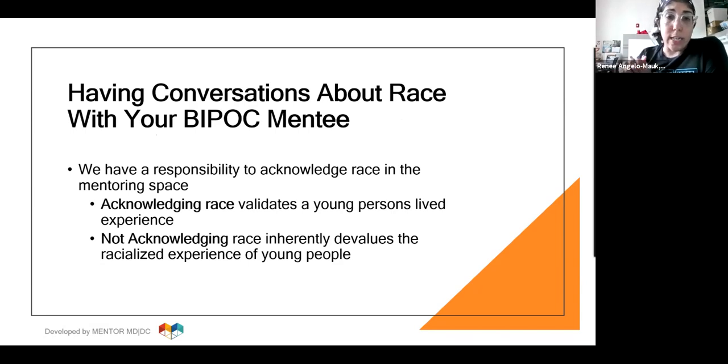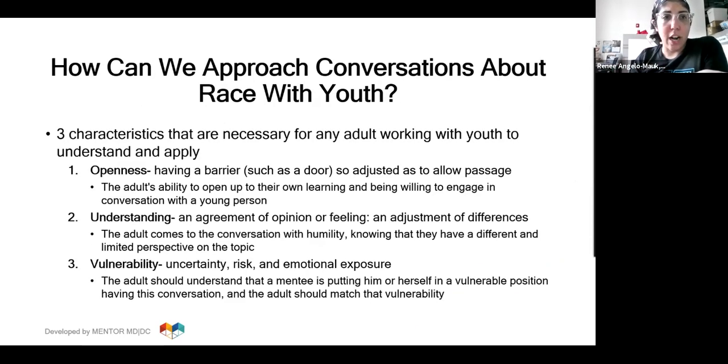But acknowledging race is the absolute bare minimum when we're talking about building cross-race mentoring relationships. Acknowledging race validates a young person's lived experience. And when we do not acknowledge it, it does the exact opposite. It devalues it, as if it's not important or doesn't affect anything, which we just know isn't true. So we want mentors to know that we're acknowledging this, and that we want to do it in a way that is productive, which we will talk about here.